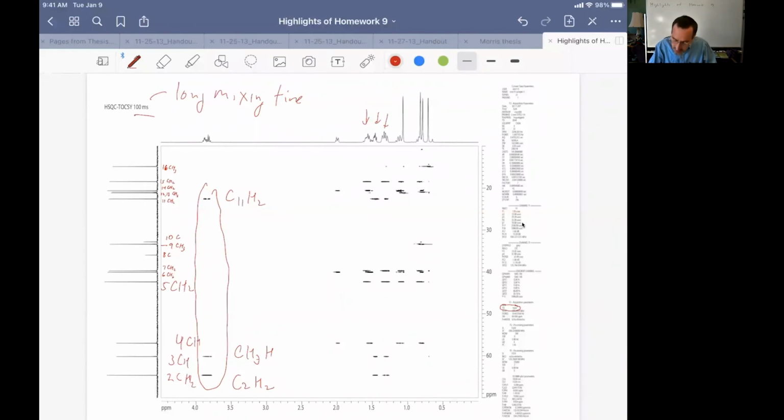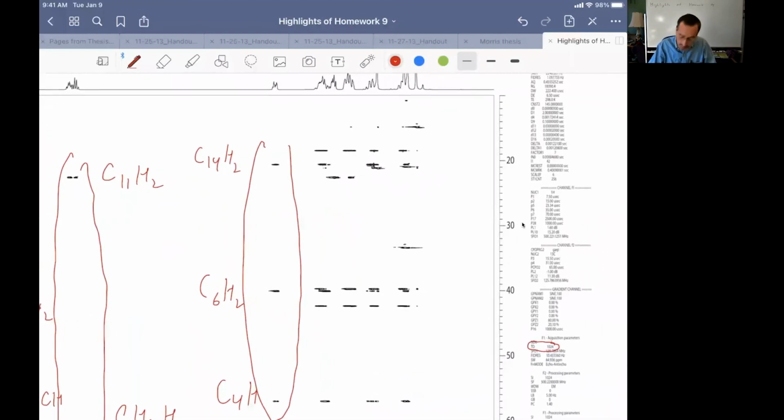And you can see a very different track under this peak here. And so this track is another spin system. So this one encompasses C14H2, C6H2, and C4H. And so this is another spin system in the molecule, and immediately you can pull that spin system out. The last one's a little tougher due to overlap, but you start to see this nagging pattern come up again and again and again.